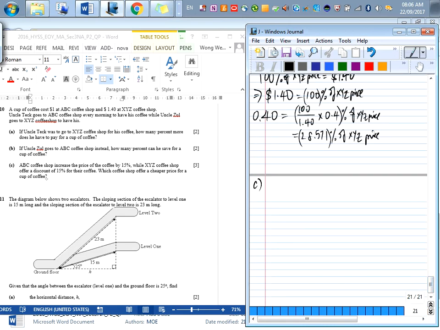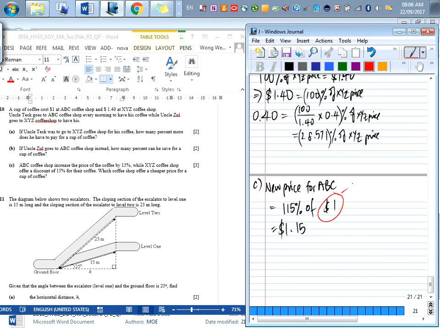Part C, so the new price for ABC. How much is the new price? Increased by 15%, right? So the final one will be 115%. Okay, this is 115% of what? Of the original price. What was the original price? $1. This will be $1.15. Okay, this is the new price for ABC.